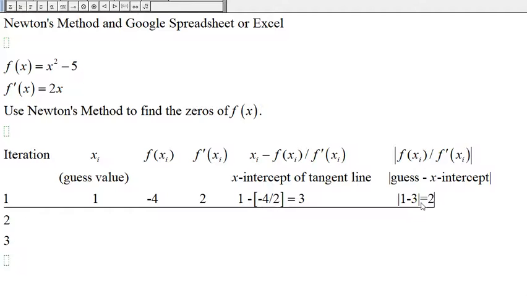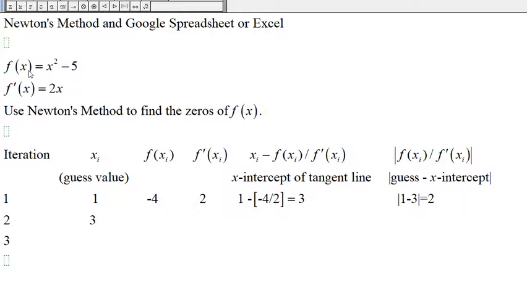This difference right here is too large. Notice that if we do x sub i minus the new x-intercept, we just get f of x sub i divided by the derivative. Since the difference is too large, we go to iteration number 2. For the guess value, we start with the x-intercept of the first tangent line. This time it is 3, and then we repeat the process all over again.